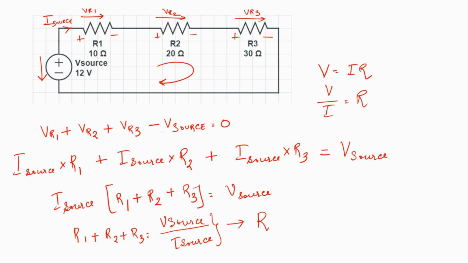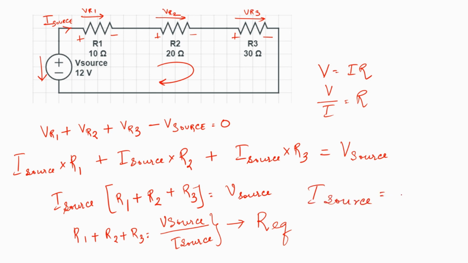Since these resistors are connected in series, we can find out the equivalent resistance of the circuit by just adding up the resistors. So R equivalent in this case is R1 plus R2 plus R3. So there you go. Using KVL, we have established that for resistors connected in series, the equivalent resistance can be found out by just adding them up. We can now just substitute the values and find out I source.